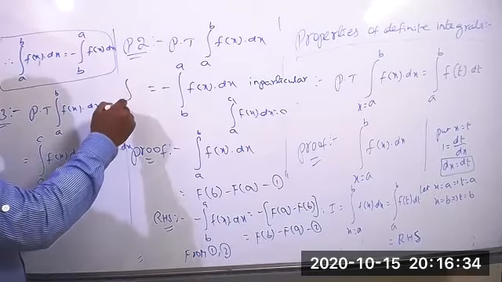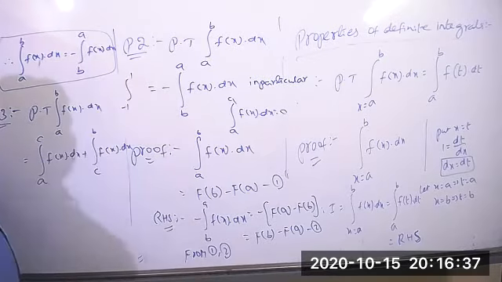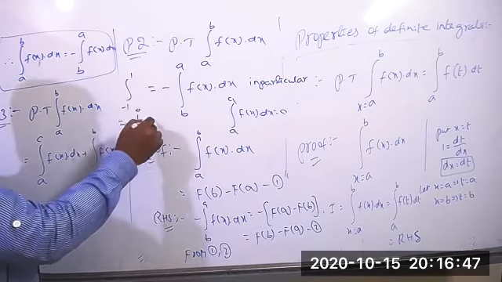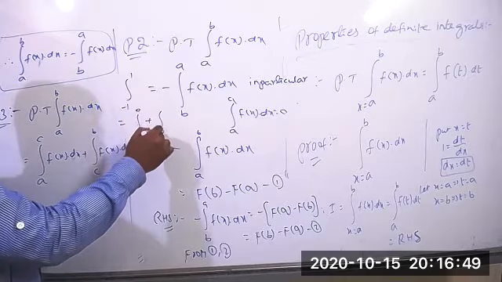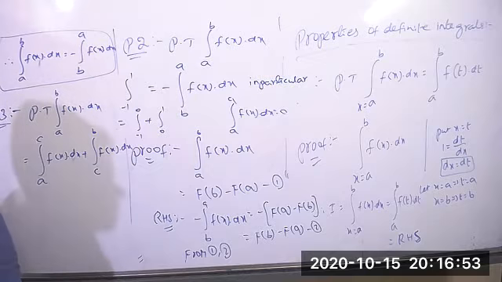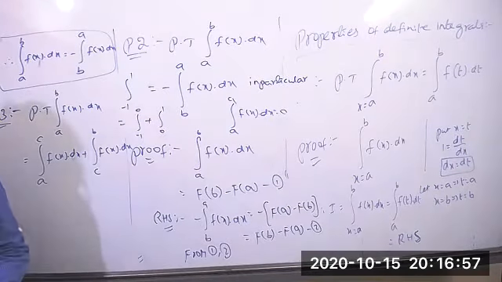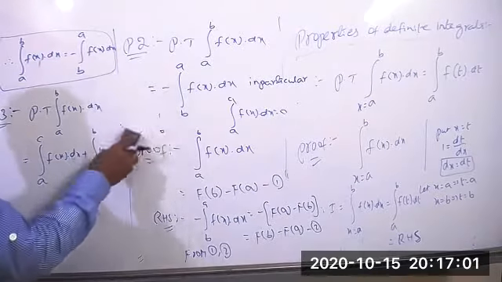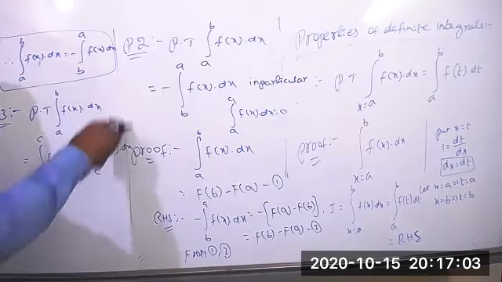Suppose the integration from minus 1 to 1 is given. Sometimes the same limit can be written as the integration from minus 1 to 0 plus the integration from 0 to 1. That means we are splitting and finding that value. Understood now? This particular condition is more useful to us. The third property of definite integrals.